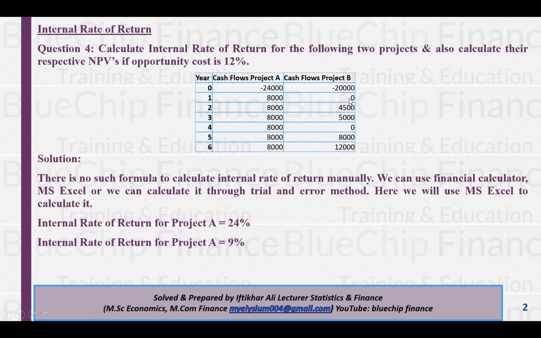your cash inflow for year 1 is 0. In year 2 you will get 4,500 in the shape of cash inflow. In year 3 you will get $5,000, and in year 4 you will get nothing. In year 5 $8,000, and in year 6 $12,000.